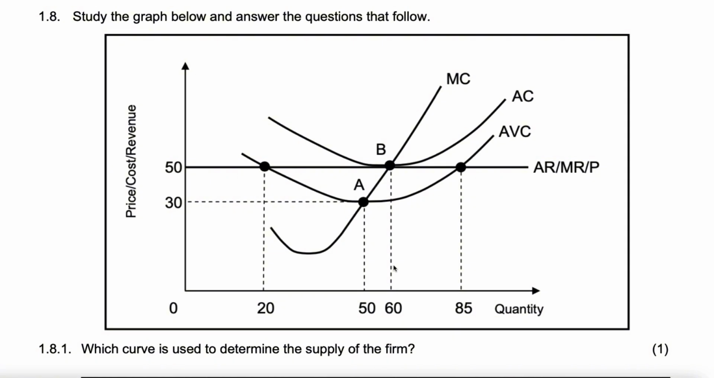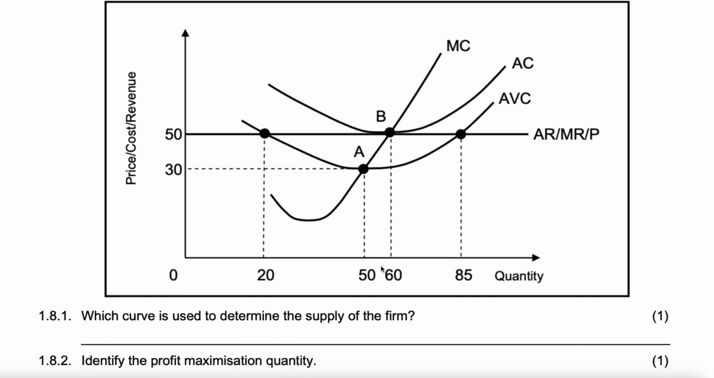And at which price should this firm consider shutting down? That would be 30 Rand and below. Identify the shutdown point: A. Identify the profit maximizing point: B. Which curve is also referred to as the supply curve? That's MC. Why does the AVC lie below the AC? Because AC is actually a total of AVC and AFC. Average fixed cost plus average variable cost is equal to average cost. Right, let's see what we have. I think I asked everything in my head right now.